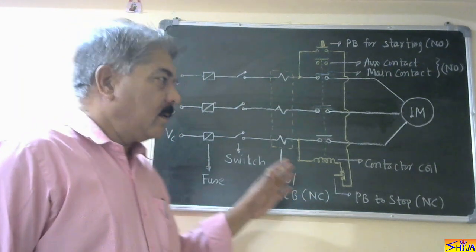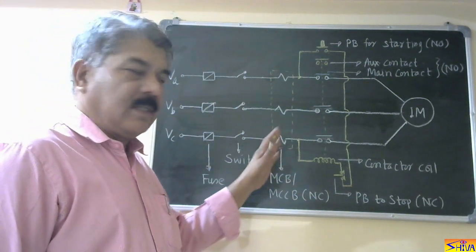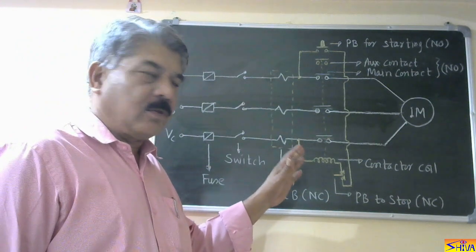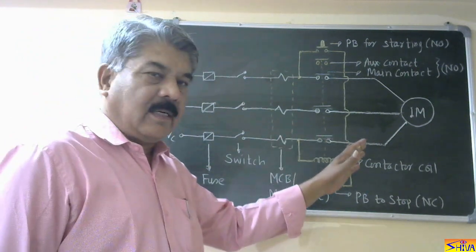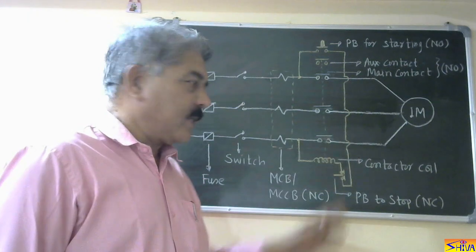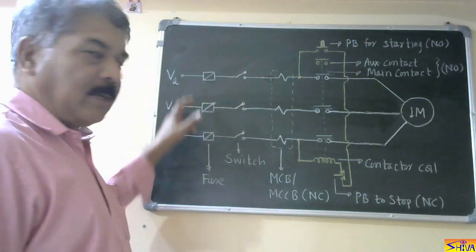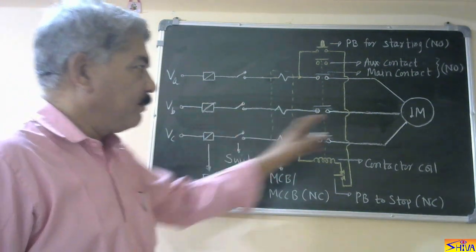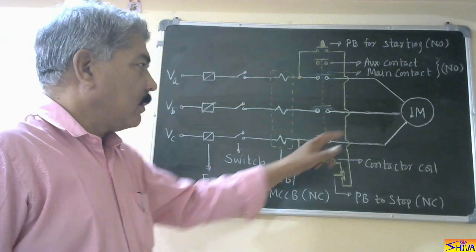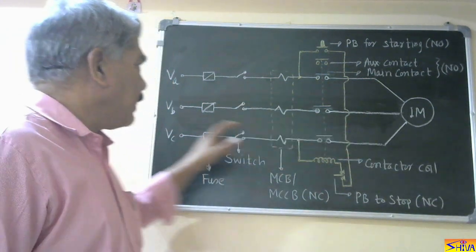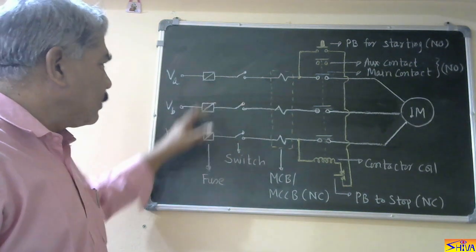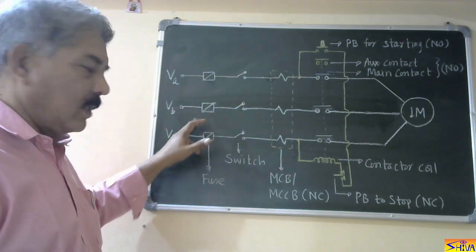This is the circuit diagram which consists of the power circuit as well as the control circuit for starting the induction motor as well as for its protection. So here this is the supply VA, VB, VC and the induction motor. Now this induction motor is connected to the supply through this fuse, fuse in all the circuits.